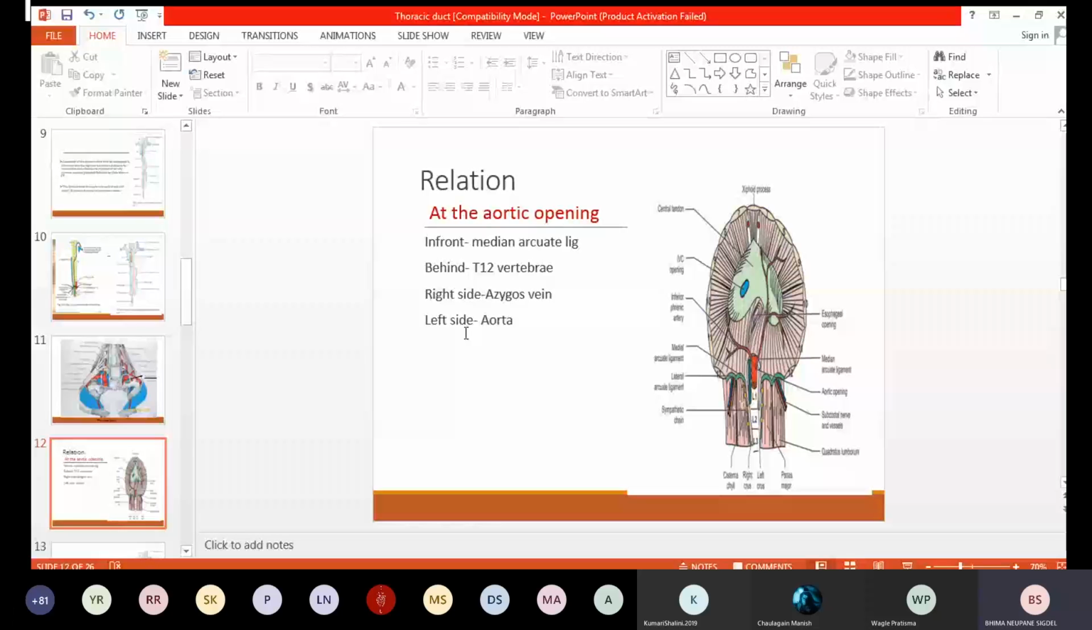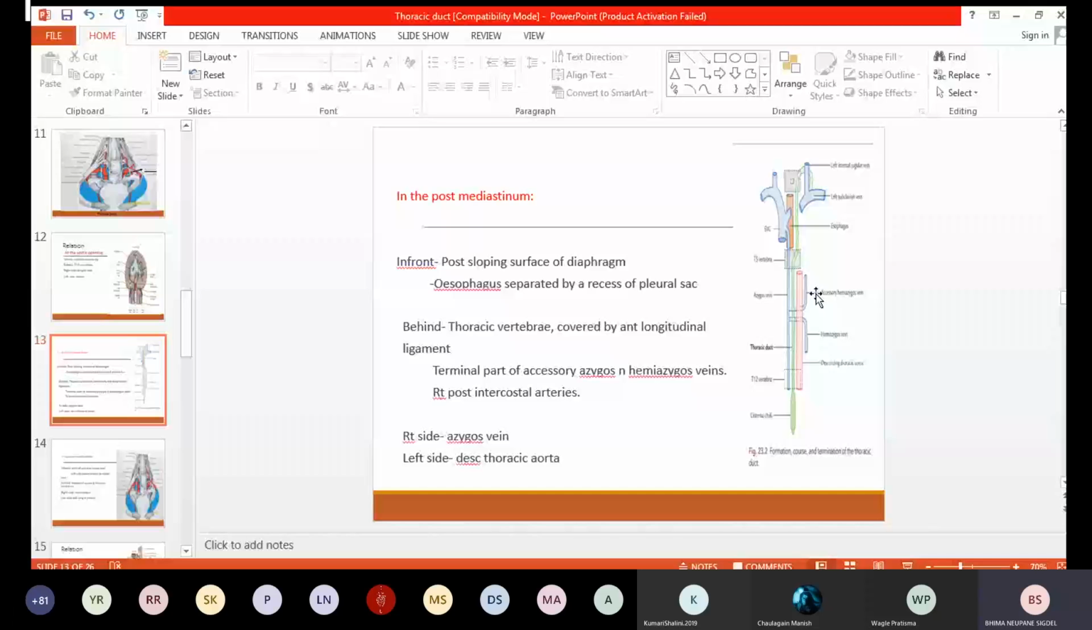After that, it was ascending vertically on the posterior mediastinum. So starting from here, from the diaphragm, that part is the posterior mediastinum. That means the first anteriorly related structure in the posterior mediastinum is the diaphragm, that is the posteriorly sloping surface of the diaphragm. It is like a dome shaped structure.